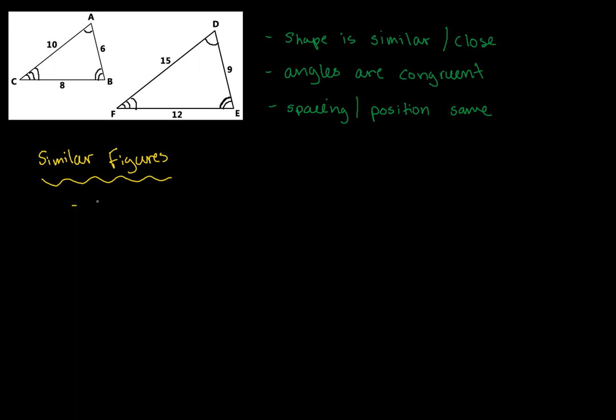The first one is we say that their corresponding sides, or the sides that match, right? So if you look at AB and DE, their angles match up and their position matches up. Corresponding sides are proportional. And when I say proportional, I mean equal.